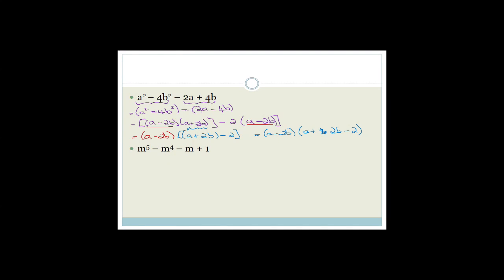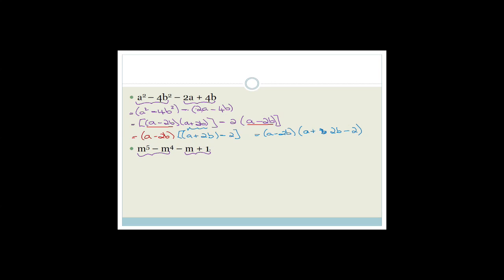Okay, so we've got m to the 5 minus m to the 4 minus m plus 1. And again, first things first, I'm going to try and group the first two and the last two. And you'll notice that taking out a common factor is not optional at this point in time. Why? Because you've got m, m, m, and 1.